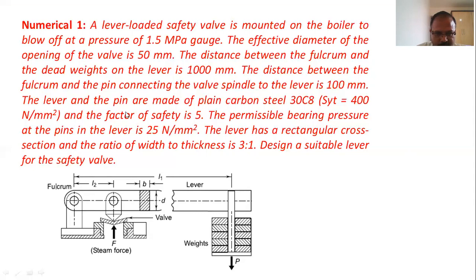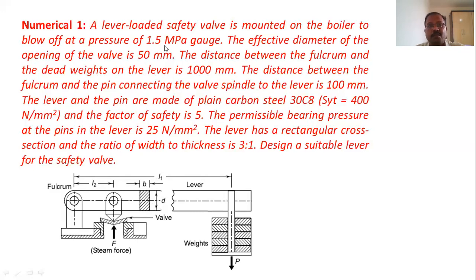So in this valve, what is given? This is the load. So L2 becomes the load arm and the distance between the fulcrum and the pin connecting the valve spindle is 100 mm. So L2 becomes 100 mm. And what else is given? The distance between the fulcrum and the dead weights on the lever. This is the dead weight, fulcrum. So L1 becomes 1000, L2 becomes 100. B and D are mentioned over here. The diameter of this valve is 50 mm and 1.5 megapascal is the pressure.